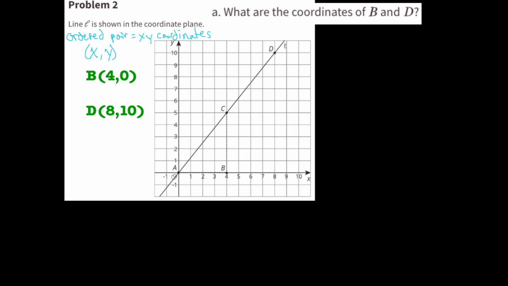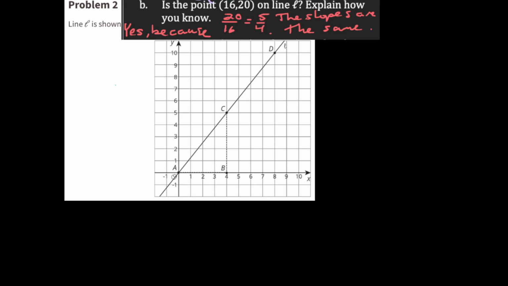And then for part B, it says, is the point 16, 20 on the line L? Explain how you know. So again, I can say yes or no, and I'm going to make a statement after that. So I say yes because 20 over 16 is the same as 5 over 4.